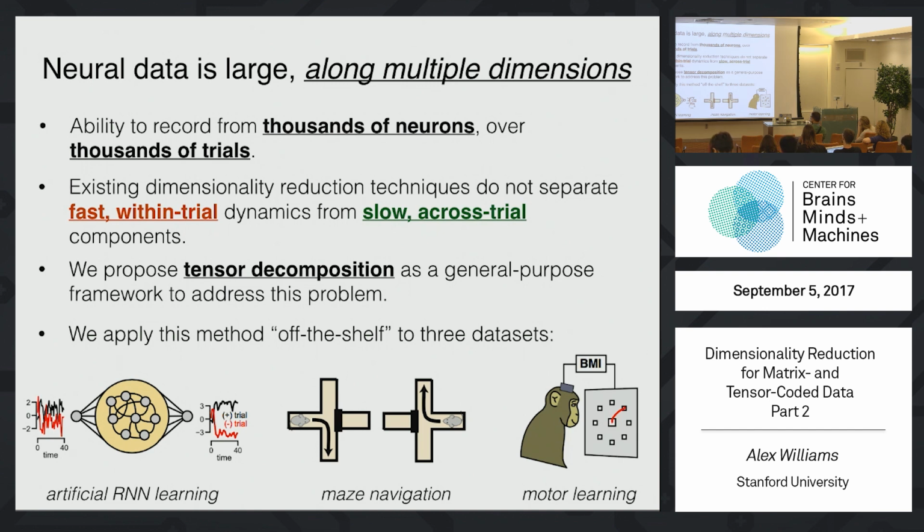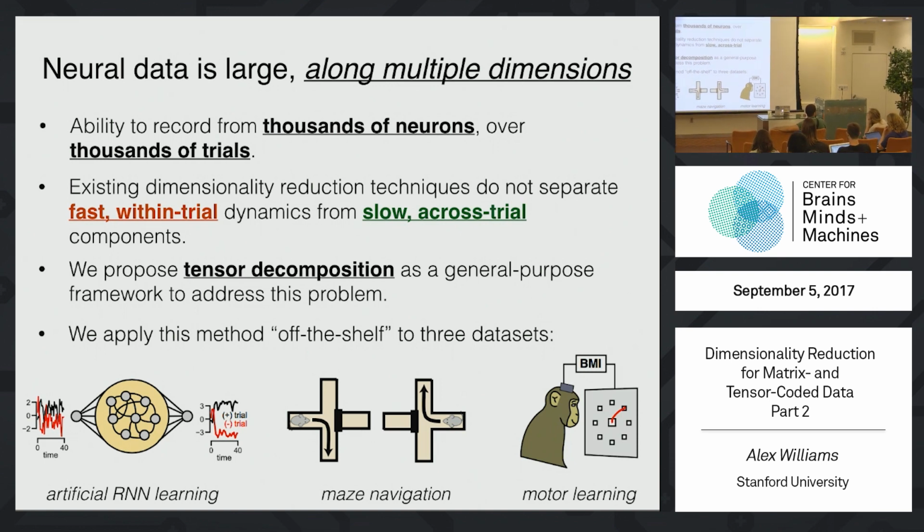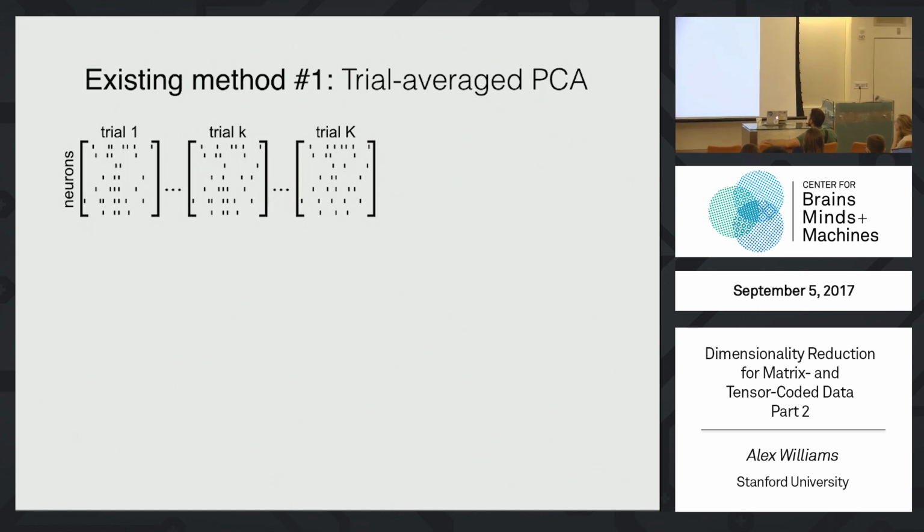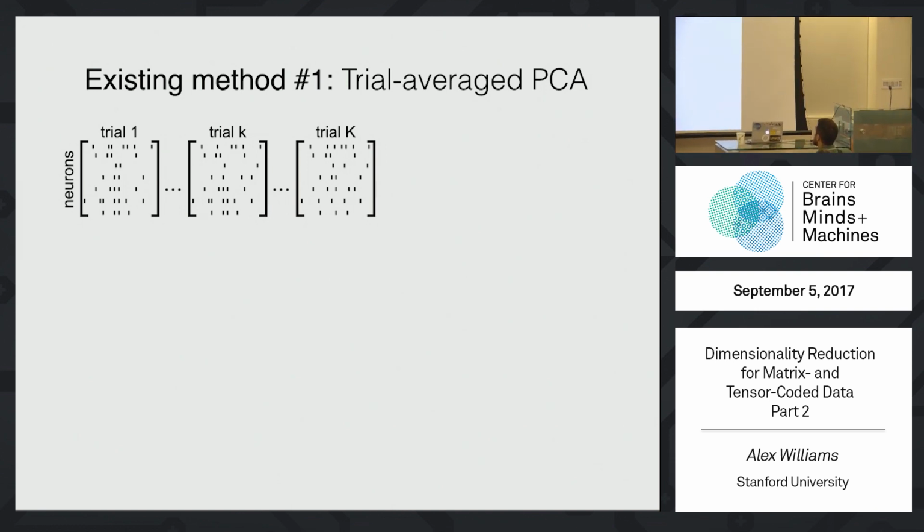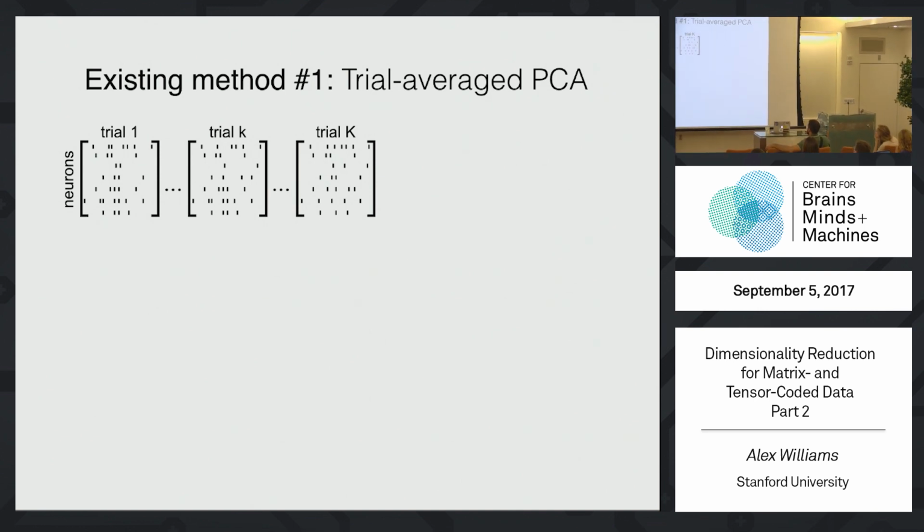So if I have time, I'll talk a little bit about applications to reverse engineering an artificial RNN, a recurrent neural network. Also, data from Mark Schnitzer's group on maze navigation, and data from Krishna Shenoy's lab in motor learning. But for the first half, I want to take a step back and talk about what is the philosophy behind this model and what are the existing methods in neuroscience.